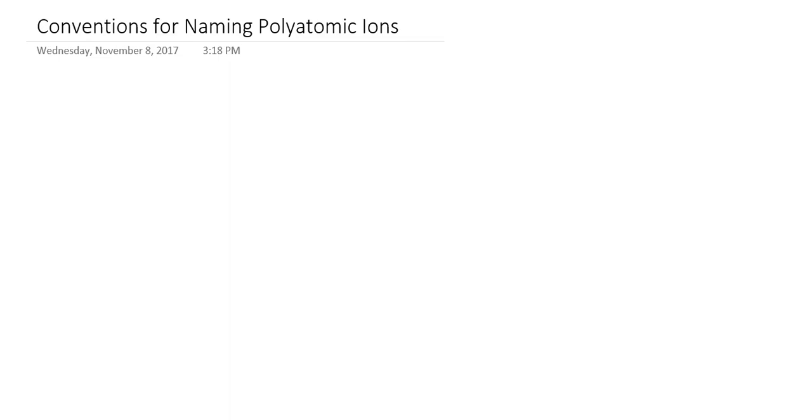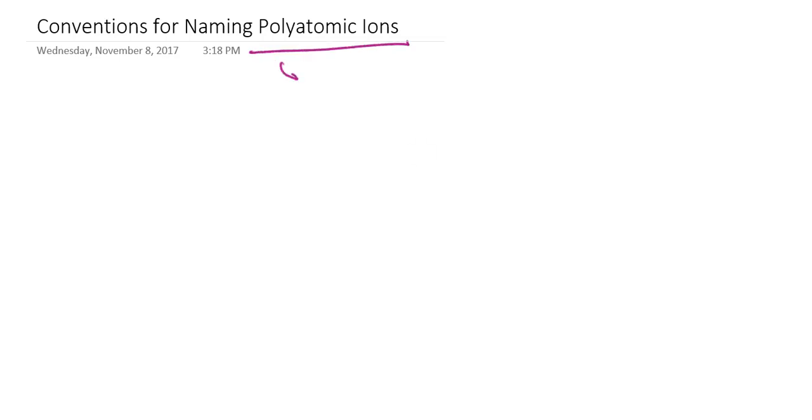Hello everyone. So in this pre-lecture tutorial we're going to build on what we've been learning in Chapter 6. If you recall, basically we've been working on naming binary ionic compounds, which are compounds made up of two ions that have been joined together to give us a compound. But the compounds that we've been working with so far have consisted of monoatomic ions, or ions made of one atom only. Now we're going to start to consider polyatomic ions.